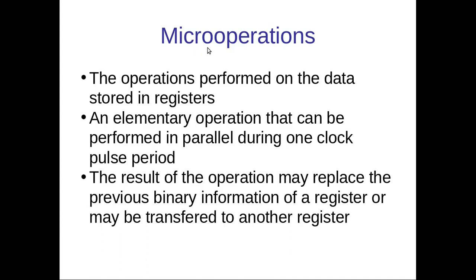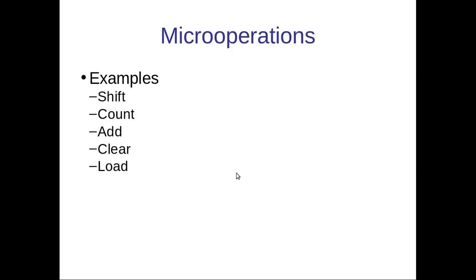Another component is the microoperation. The operations performed on the data stored in registers form the microoperation, an elementary operation that can be performed in parallel during one clock pulse period. The result of the operation may replace the previous binary information of a register or may be transferred to another register. Examples of microoperations are shift, count, add, clear, load, etc.